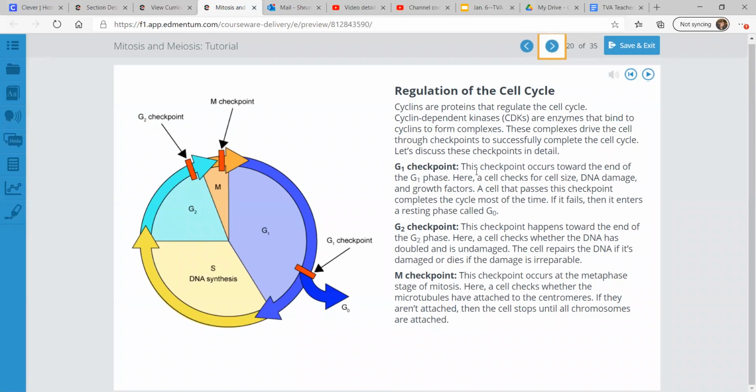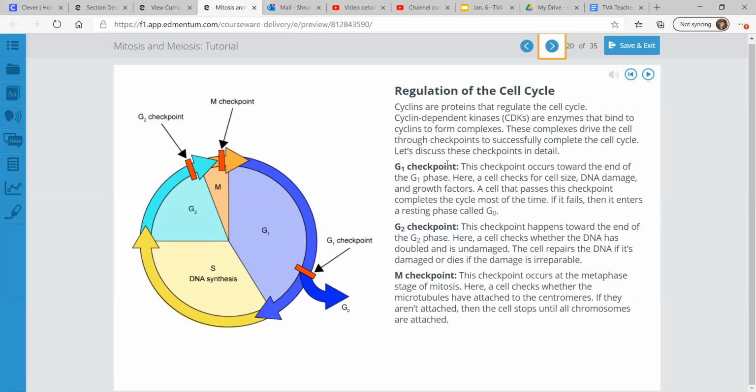Regulation of the cell cycle. So how is this regulated? Cyclins are proteins that regulate this cycle. Cyclin-dependent kinases, or CDKs, are enzymes that bind to cyclins to form complexes. And these things that we call complexes drive the cell through checkpoints to successfully complete the cell cycle. And we'll discuss each one right now.